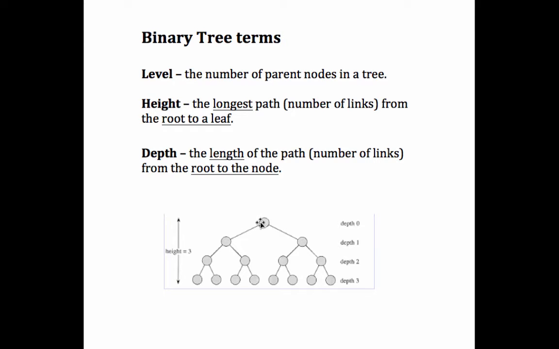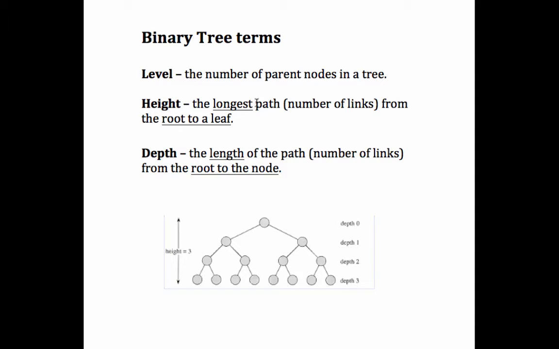Now, if I'm talking about the root, so I'm talking about the length, the number of links between the root and itself. Well, between the root and itself, there are no links. Therefore, the depth is 0. If I'm down here, okay, what is the depth? Again, I'm going to count 1 link, 2 links, and 3 links. So I'm going to say that the depth of all these nodes actually here is of depth 3.